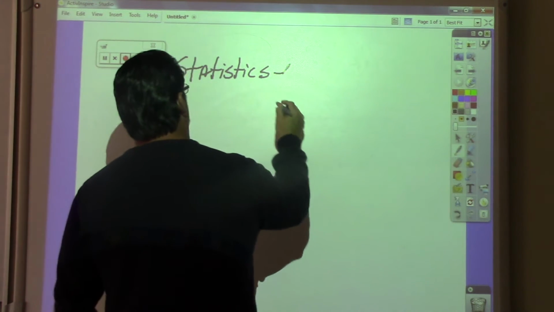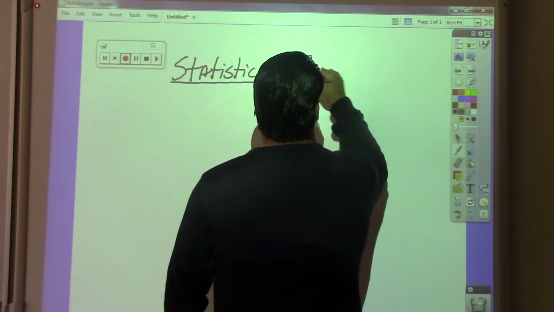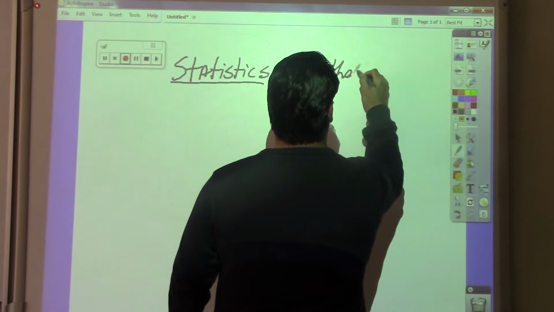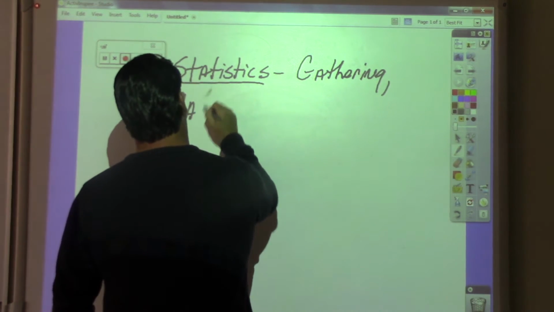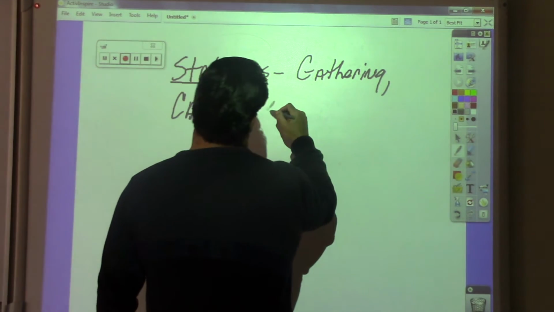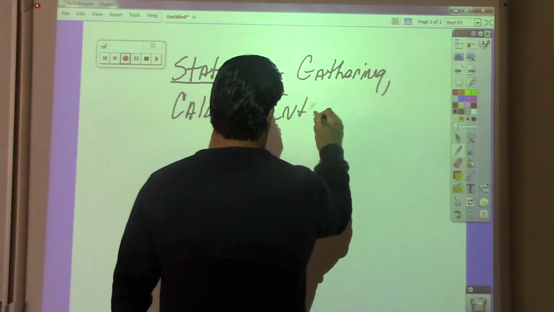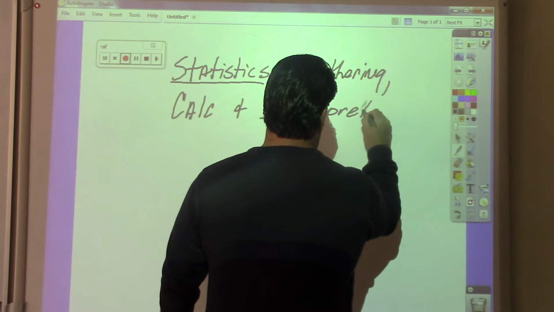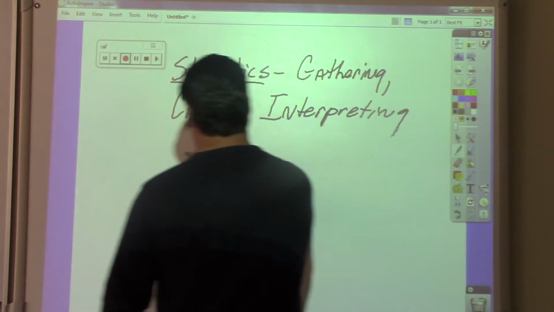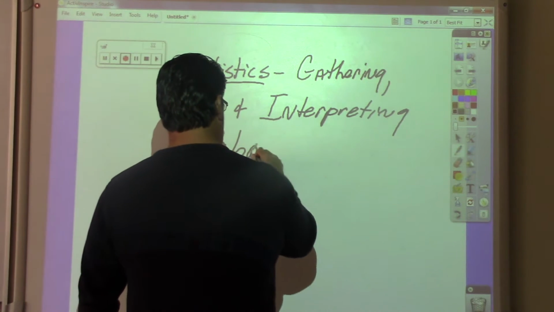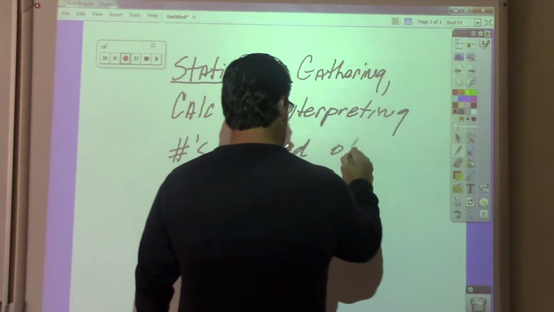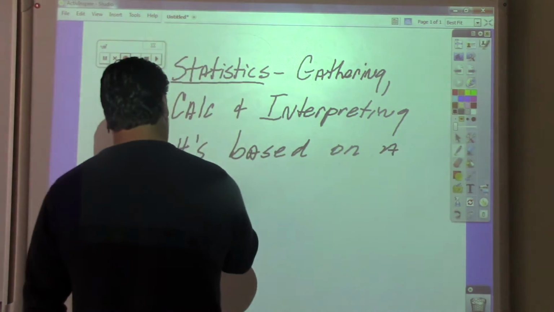Now this is a Huberdism definition. Statistics is gathering, calculating, and interpreting numbers based on a subject.